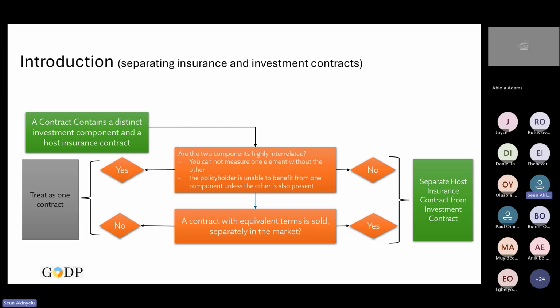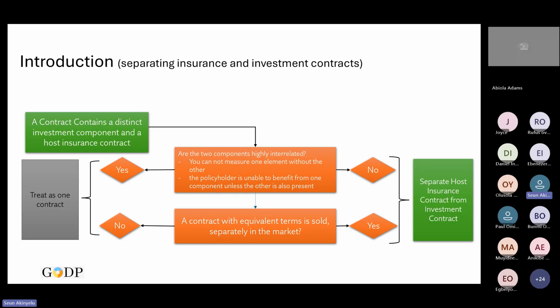Let's assume that we have an insurance contract and an investment contract. Two major things you need to consider. One, are they highly interrelated? When I'm talking about highly interrelated, can you get benefits from one without the other? If you cannot get benefit from one without the other, that means they are highly interrelated, or you cannot measure one without the other. For example, you have a life contract, and beyond that life contract, there will still be an additional amount that will be paid apart from the percentage that is supposed to be paid to you.